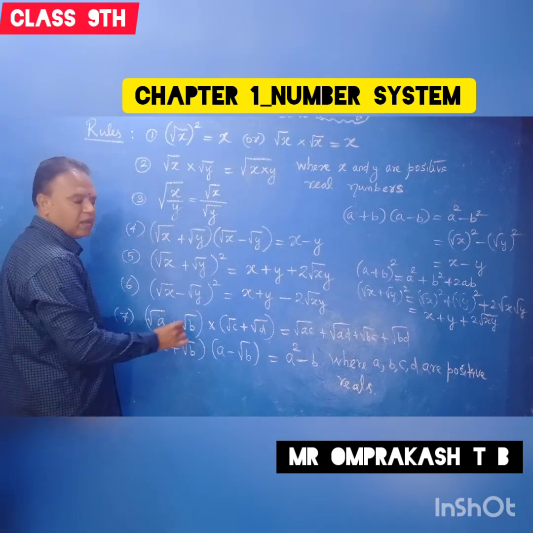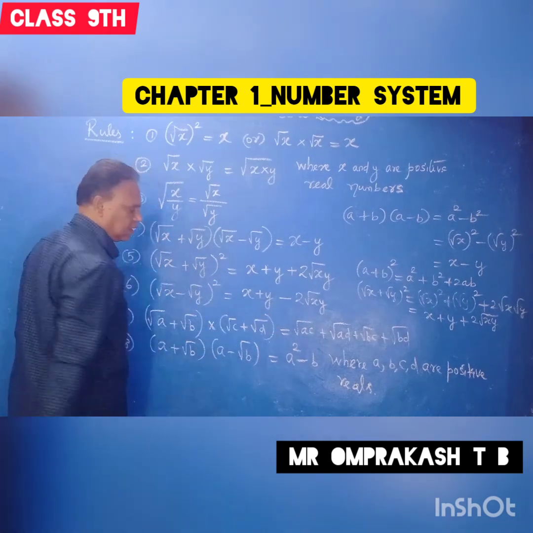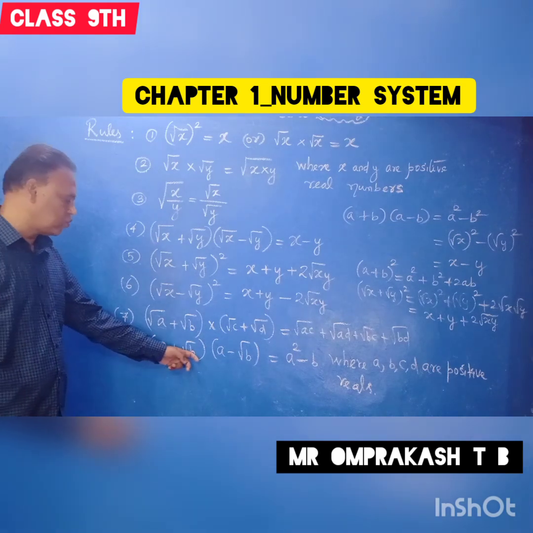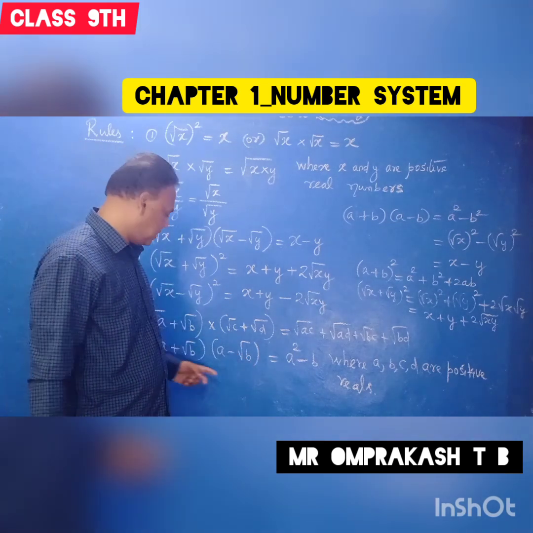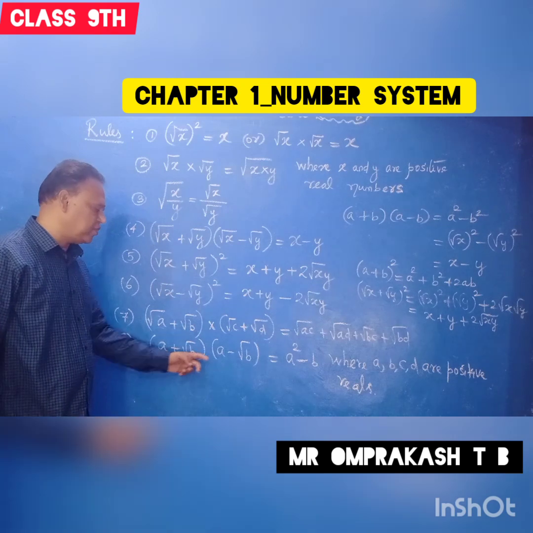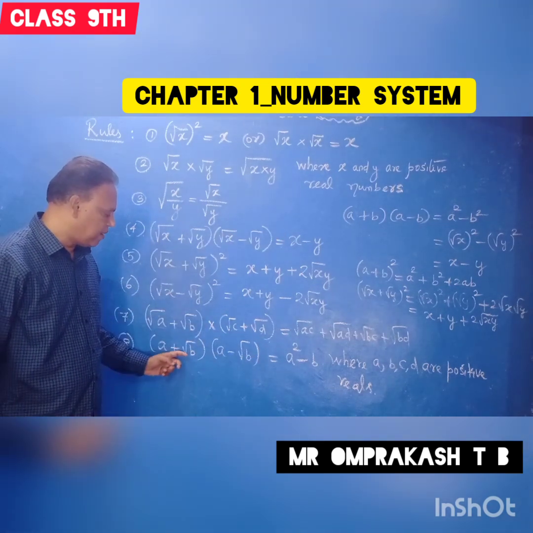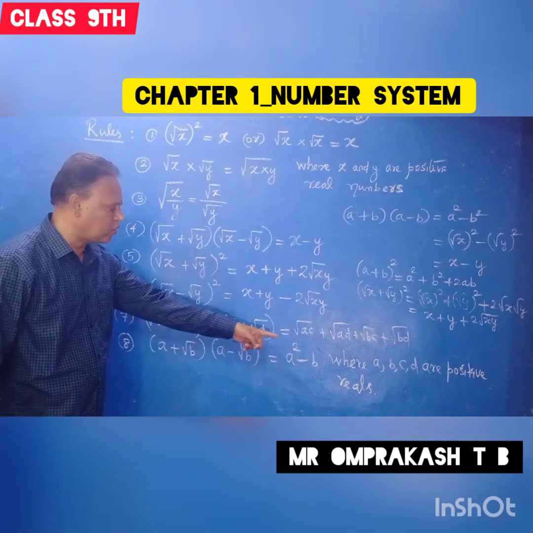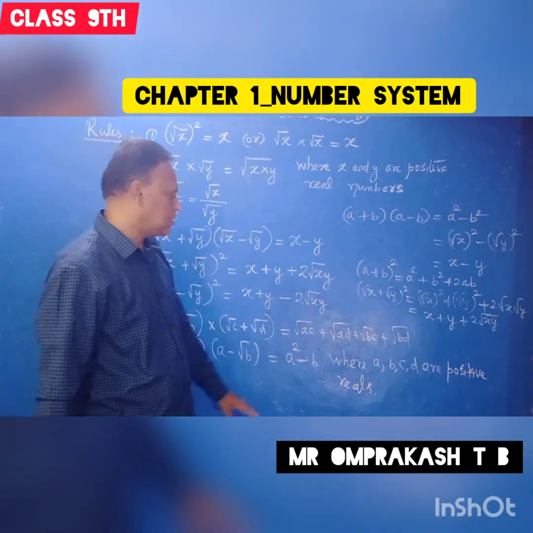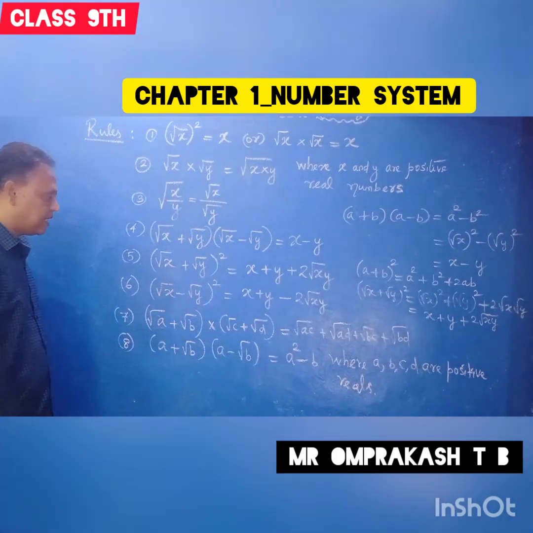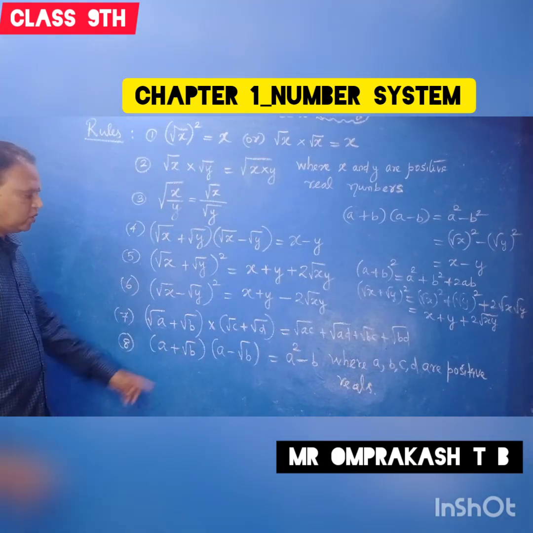Okay. Clear? Like distributive law you are using. Now here the eighth one is a plus root ab, a minus root ab. Again this is the form of what? A plus b into a minus b. Same formula here means this is a squared minus root b whole squared, which is b. Clear? So that's why here it is written where a, b, c, d are positive reals. Clear? A, b, c, d are positive reals.